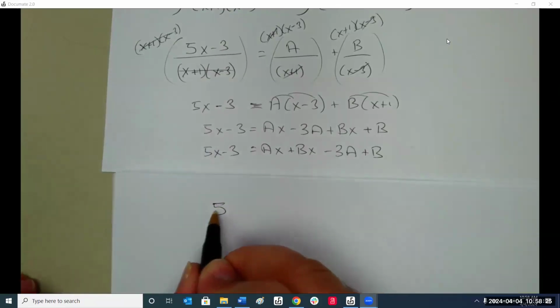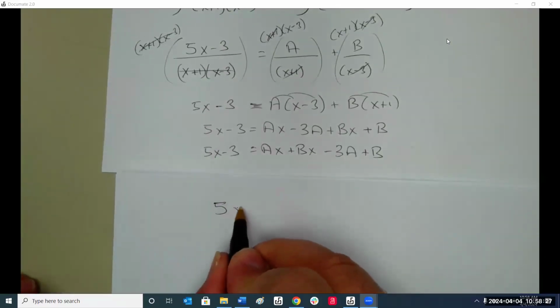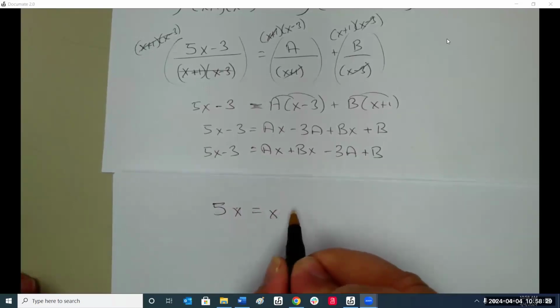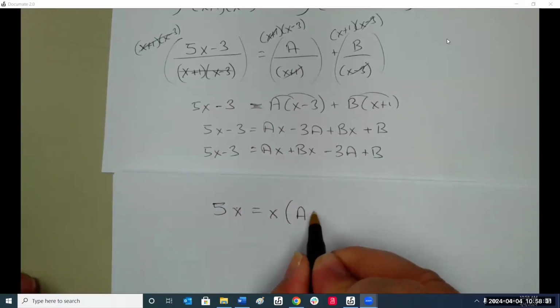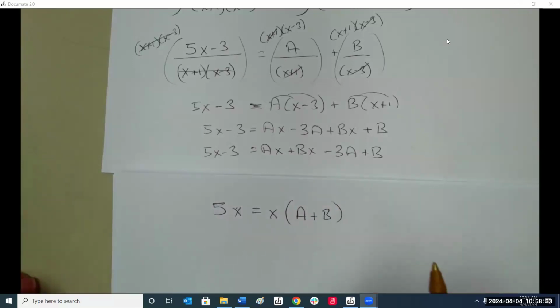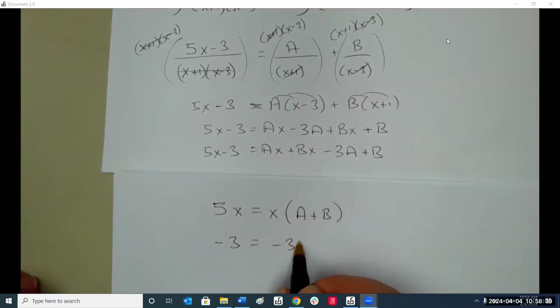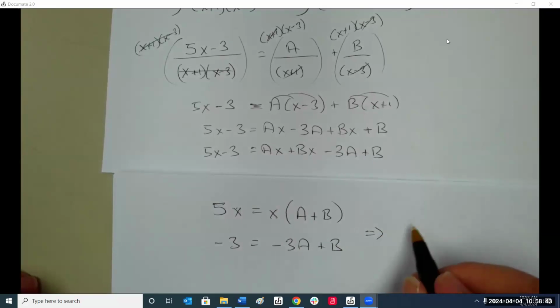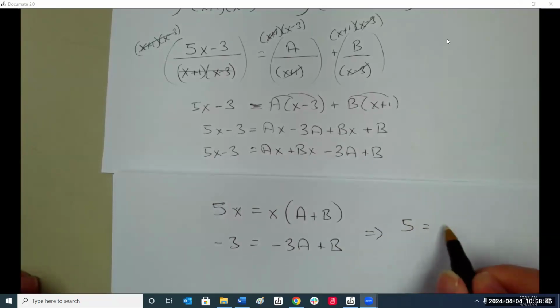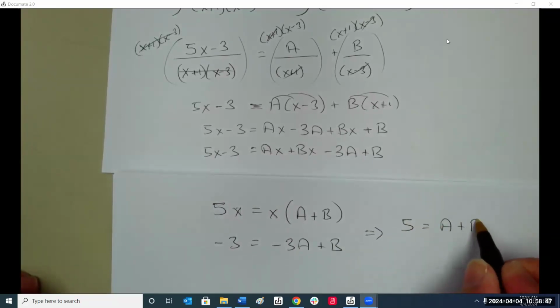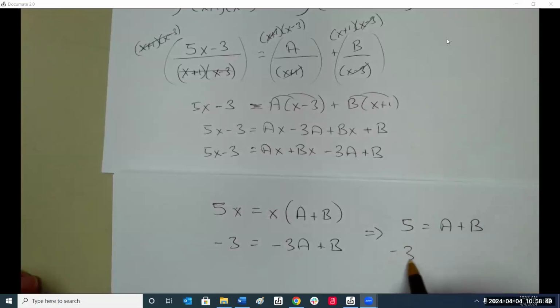So I know the 5 has to equal a plus b. Negative 3 has to equal negative 3a plus b. So 5 is equal to a plus b. Negative 3 is negative 3a plus b.